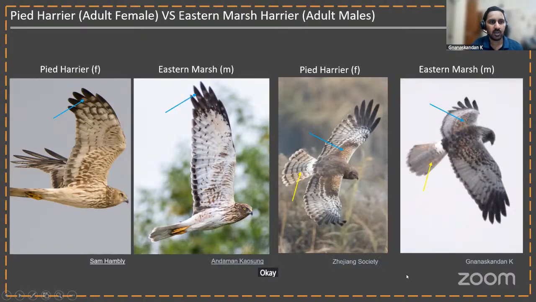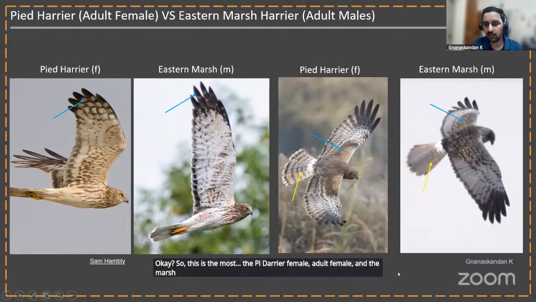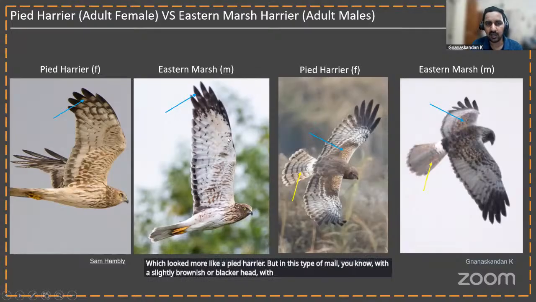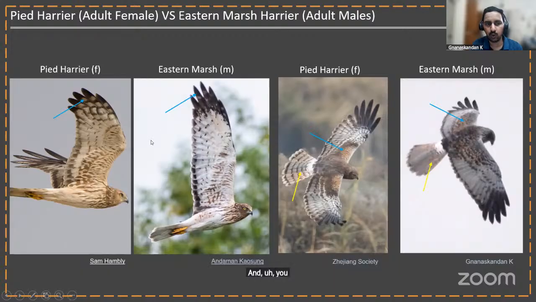Okay. So the Pied Harrier female, adult female, and the Eastern Marsh Harrier adult male are the ones which are usually misidentified. And you can see in the first slide that I showed a different male, which has a completely black head, which looked more like a Pied Harrier, wherein this type of male, with a slightly brownish or blacker head with a lot of streaking, which looks more like a Pied Harrier female, is the one that we get in. That is more common. Okay.